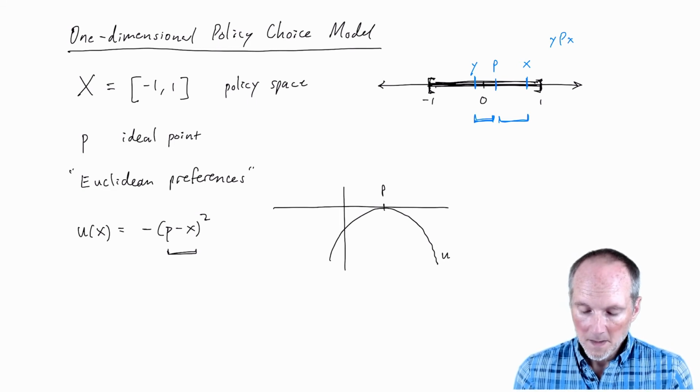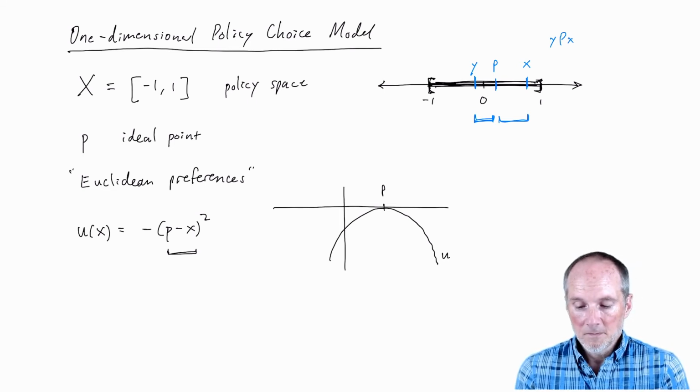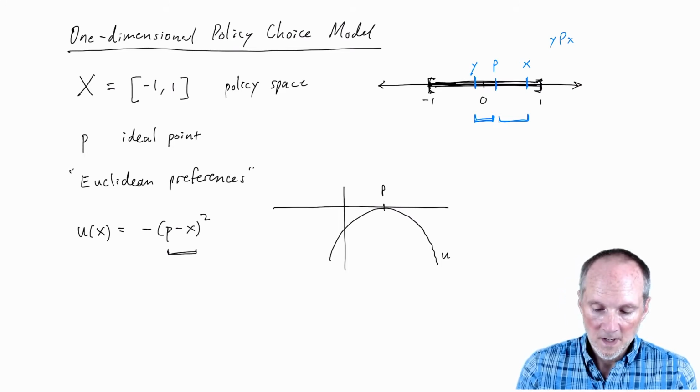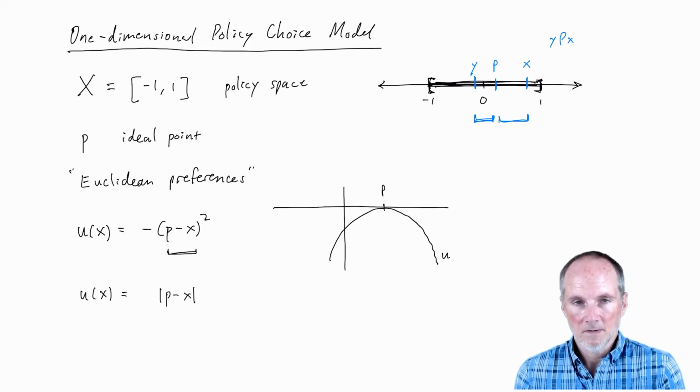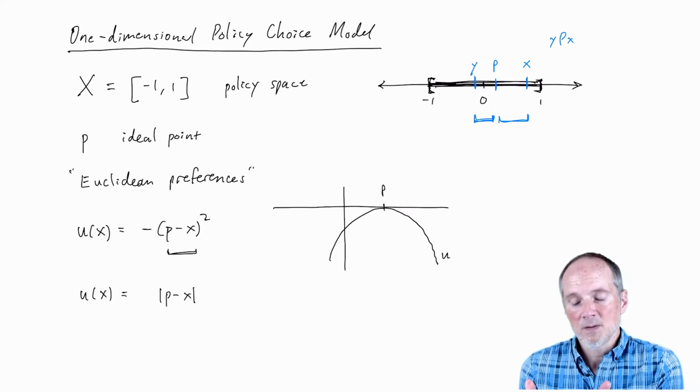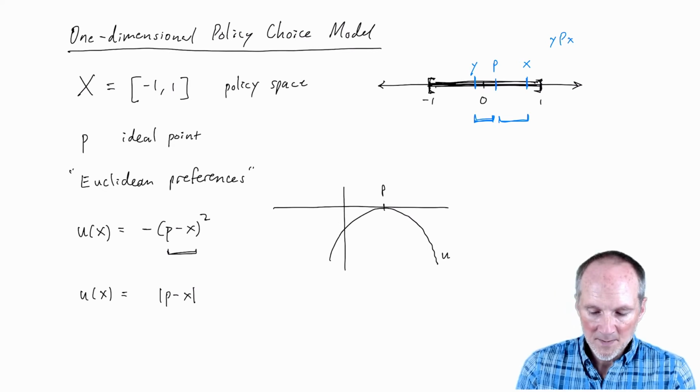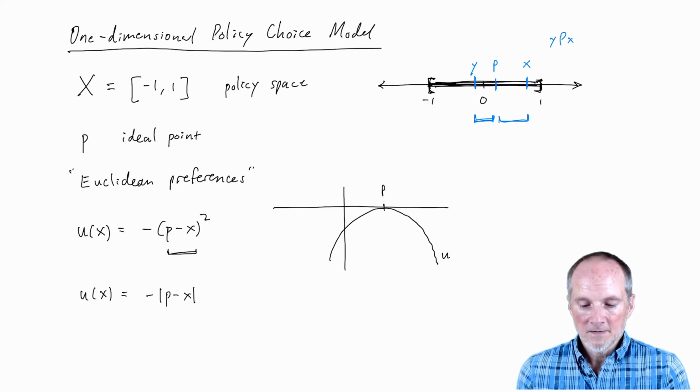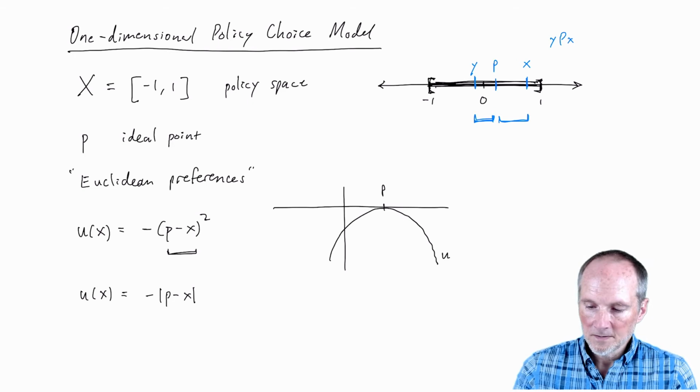Notice that that's not the only utility function that we could use. We could also just simply take the absolute value of p minus x. That's just literally the distance between p and x. Multiply that by -1. That gives us another utility function that has this shape.